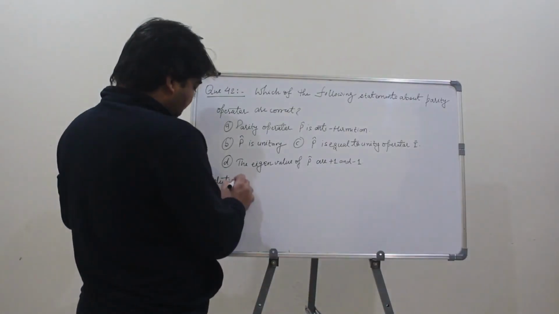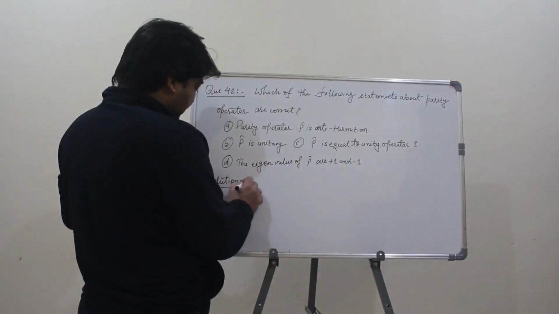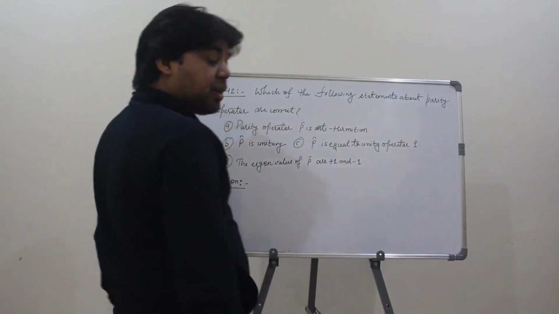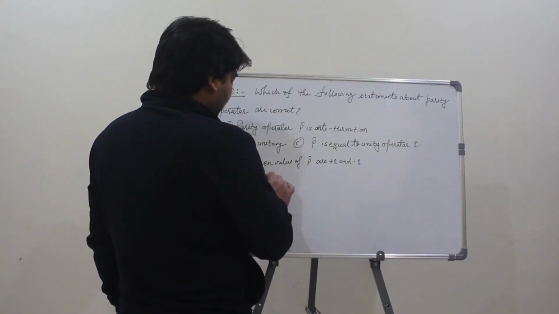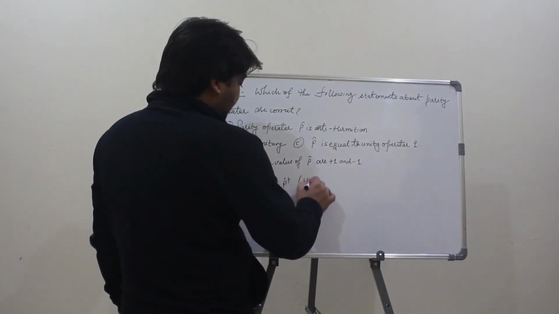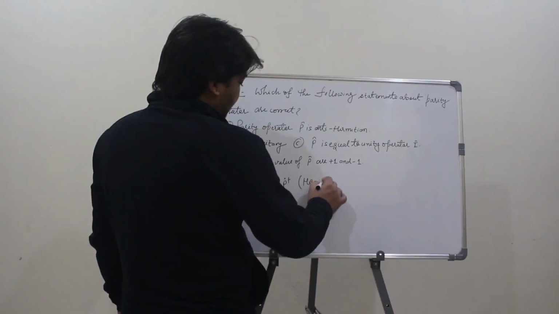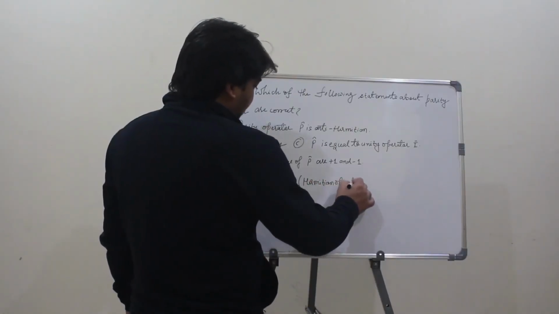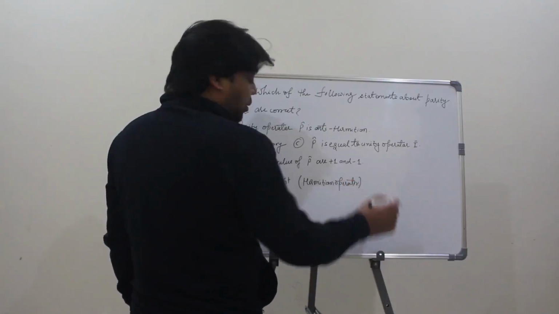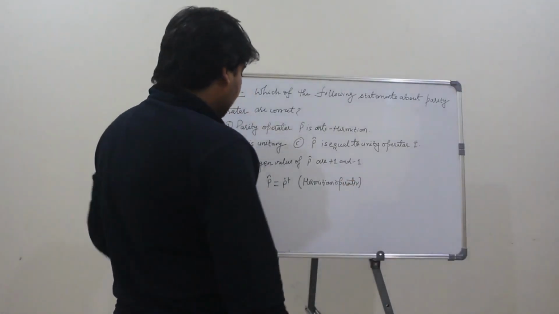The parity operator is not anti-Hermitian, rather it is a Hermitian operator. So P cap is P cap dagger. It's a Hermitian operator, that everyone must always remember.